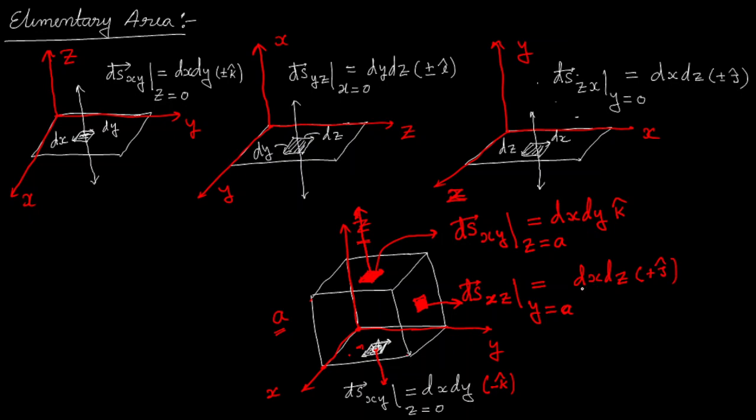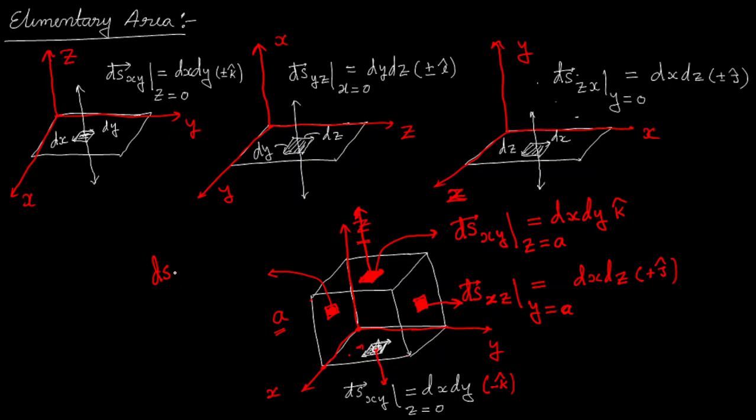Plus j cap. And exactly if we want to define elementary length opposite to this surface, this is this face and the other face left side on this surface. So in this case, what will be the elementary area vector on this surface? On this surface, elementary area will be ds, and again it will also be the same xz plane, but the value of y will be in this case 0 here.